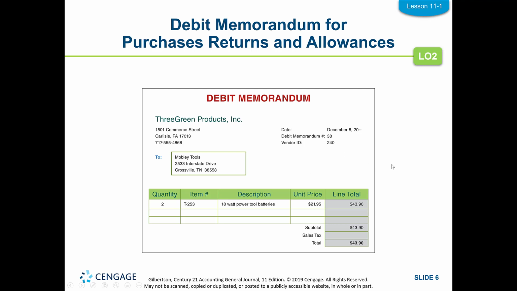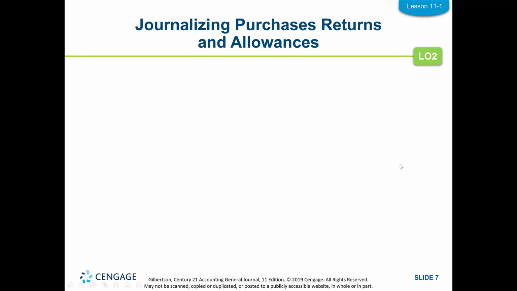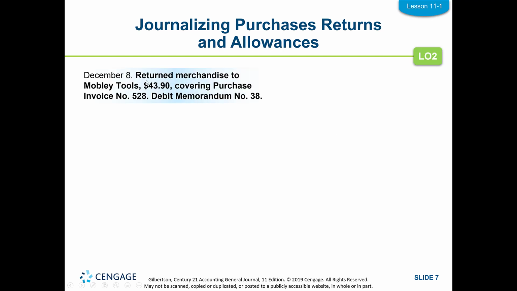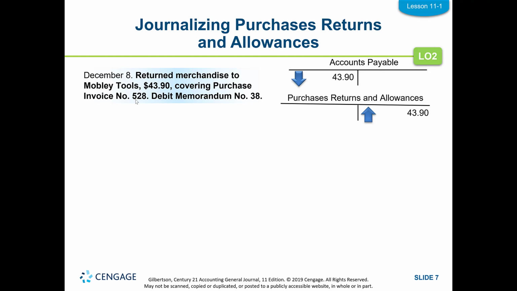So we're going to take this information and figure out what is the transaction. It's going to read: return merchandise to Mobley Tools $43.90, covering purchase invoice 528, debit memorandum number 38. This first part that says purchase invoice 528 stands for the fact that was the original invoice that we had used to record the fact that we bought those batteries. So my accounts payable is going down $43.90. Purchases, returns, and allowance is going up $43.90.